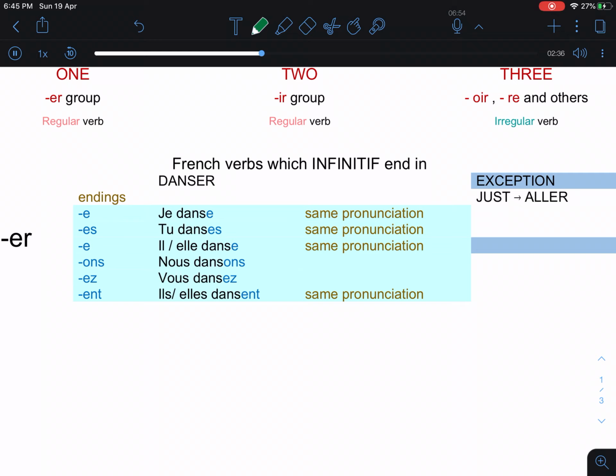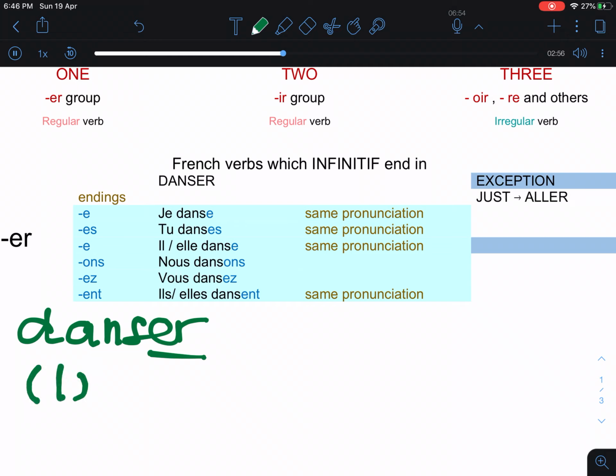We are going to use the verb danser as example. The infinitive verb is danser and it ends with ER. And that tells us it is the regular verb of the first group. Once you know that, you need to drop or to delete the ER of the infinitive. And you will end up getting only dans, D-A-N-S.